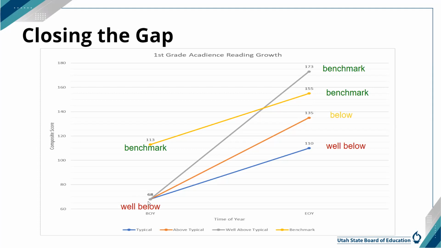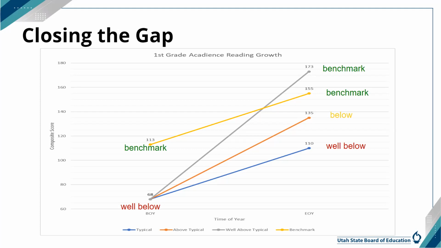If they make typical progress, they stay exactly the same distance from that benchmark goal as they were at the beginning of the school year, because that benchmark goal was also typical progress. If they make above typical, which is that orange line, we can see that that gap is closing for that child. And if they made well above typical growth, we can see they actually end up above the benchmark line. This is in first grade.